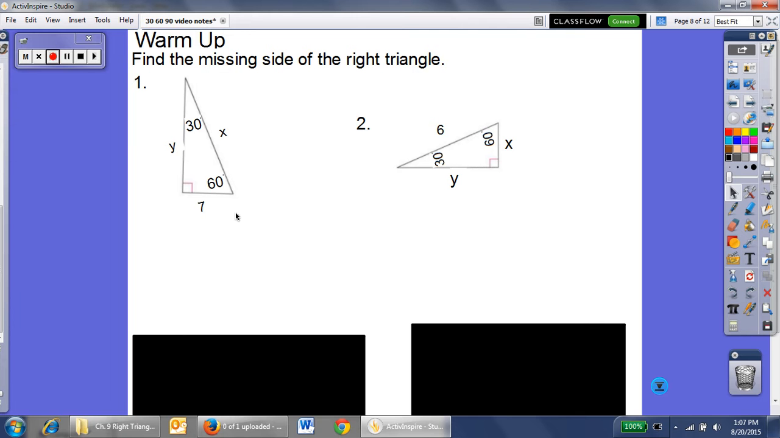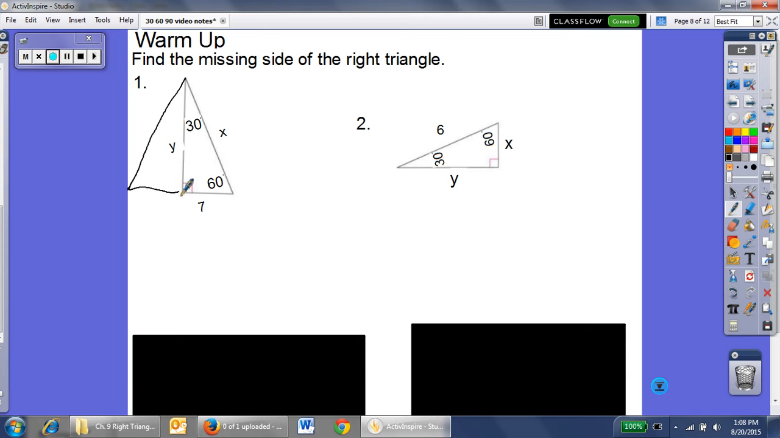Notice in number 1, we're given 7 here as the short leg. I know that it's the short leg because it's opposite the 30. If you use the pattern, you should be able to know what the hypotenuse is right away. But if not, we're going to reflect, and then we'll apply the pattern as we see it after that.